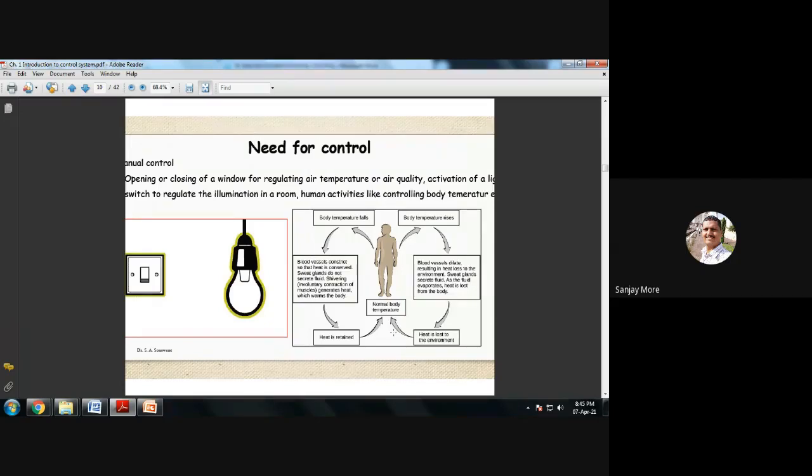So here manual control system is the opening or closing of a window for regulating air temperature or air quantity, or activating switches, means light switches on and off to regulate the illumination in a room. Means human activity like controlling the body temperature and heat in the surrounding environment. See the diagram.